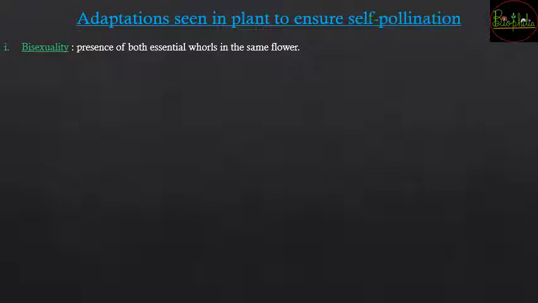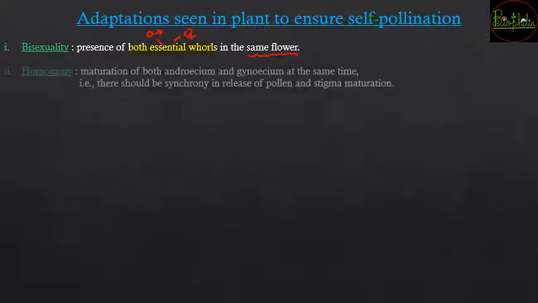For self-pollination, the first adaptation is bisexuality. That means both the essential whorls. Which essential whorls were they? First was the male part, the androecium, and second was the female part, the gynoecium. When both whorls are on the same flower, that is bisexuality. Since they are on the same flower, the pollination would be autogamy and that would ensure self-pollination. Second can be homogamy. What is homogamy? When the maturation of androecium and gynoecium occurs at the same time. When maturity is at the same time, there is synchrony in the release of the gametes. If gametes are released or develop at the same time, that ensures self-pollination.